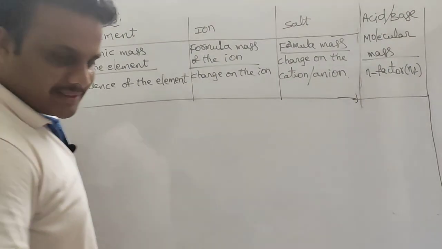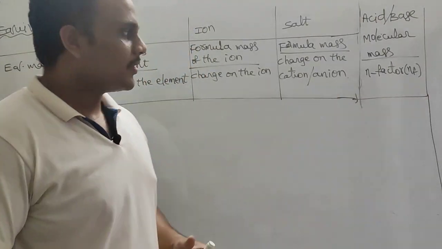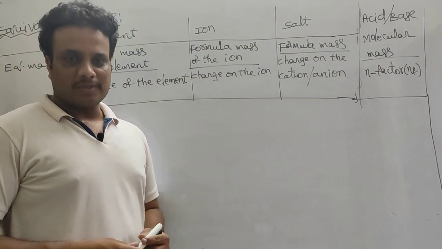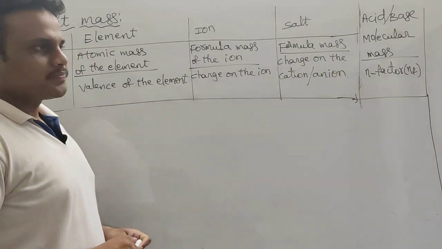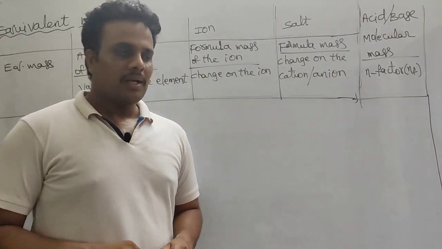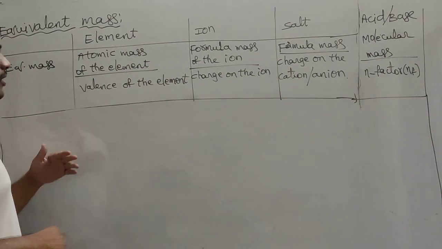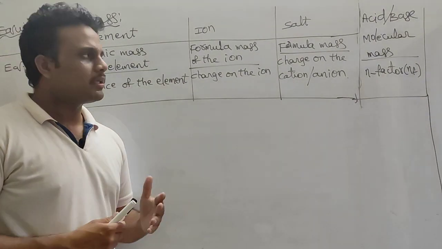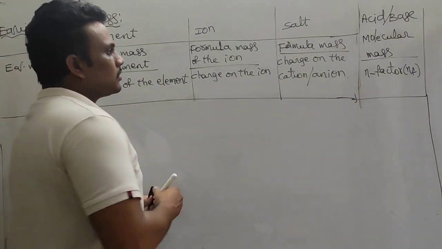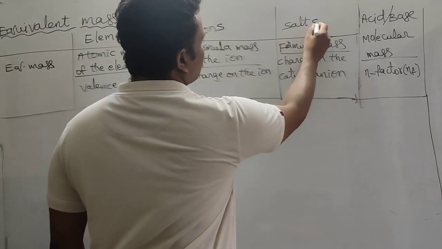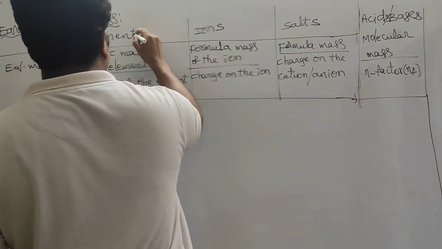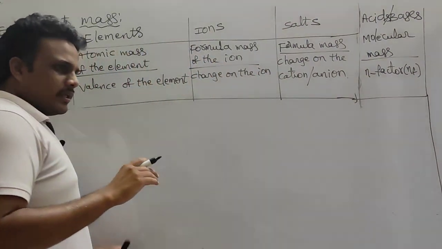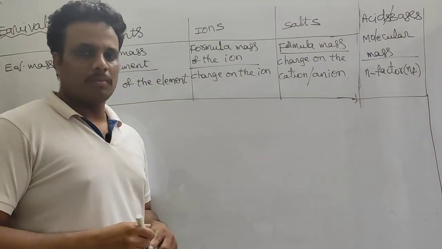Hello, my dear students. Today I am going to explain the concept of equivalent mass. As we know, the formula of equivalent mass is different for various substances like elements, ions, salts, acids or bases. They are actually similar formulae, there is no large difference.